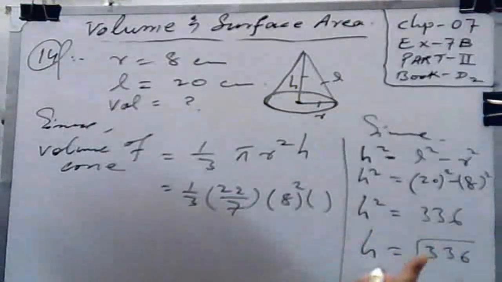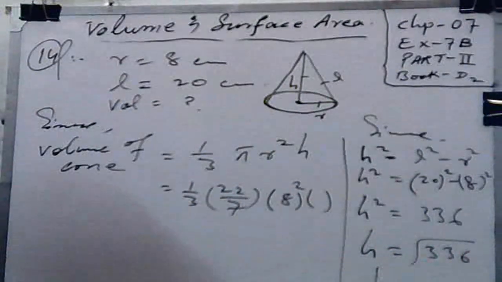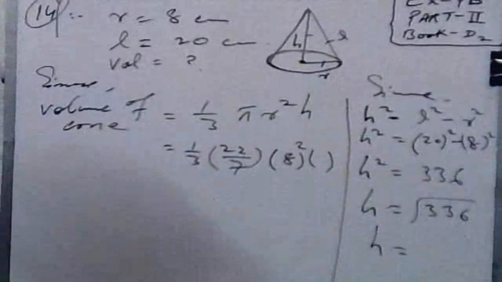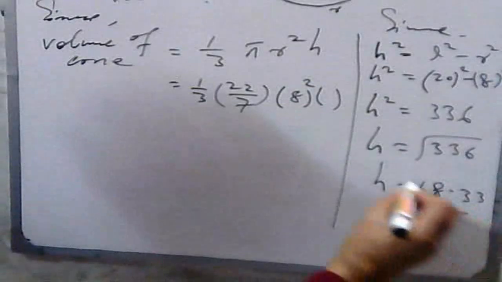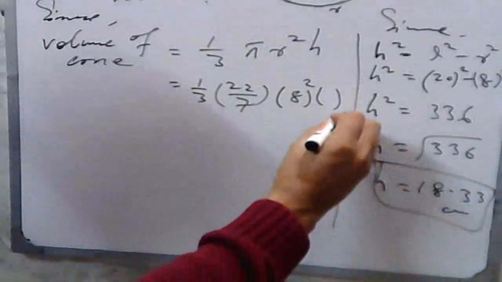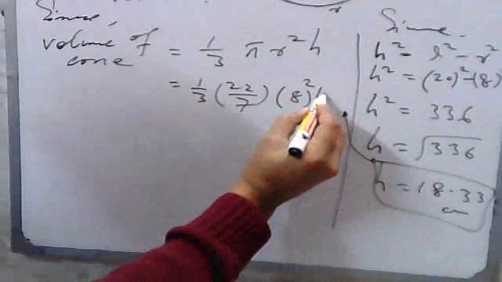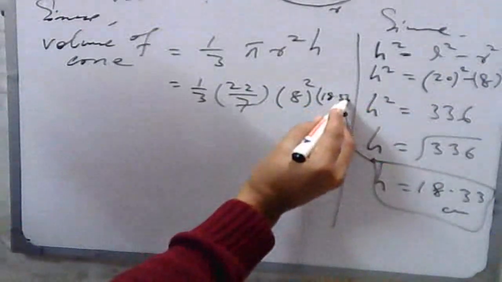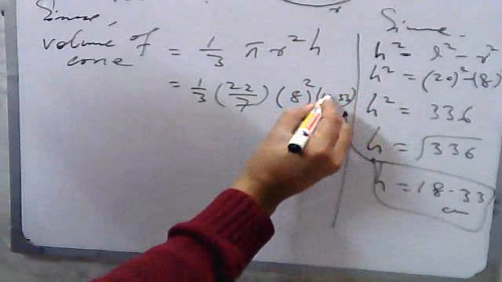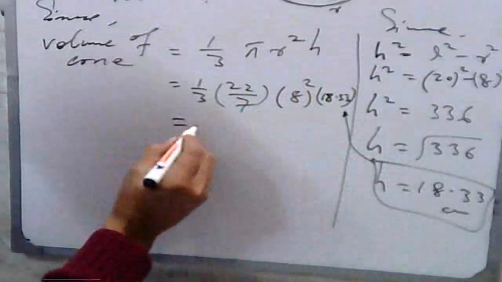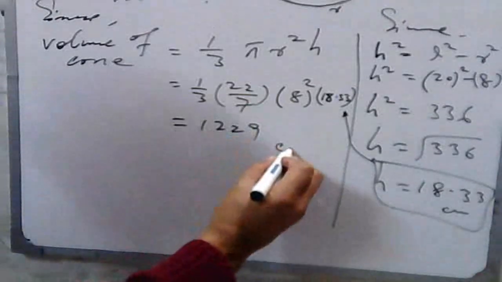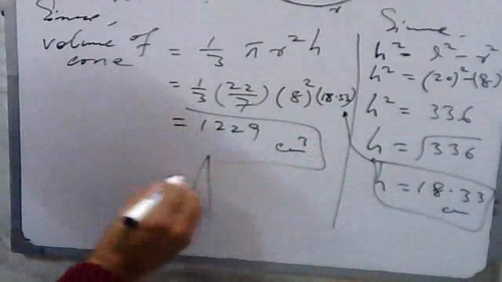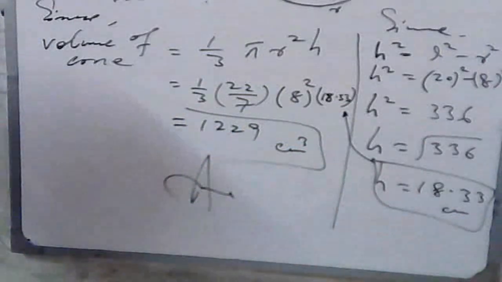We need the value of h, that is under root 336. Using a calculator, the value of h is 18.33 centimeters. This h, 18.33, is used here, and after simplification you will get 1229 centimeter cube as your required result. Coming to question number 15.